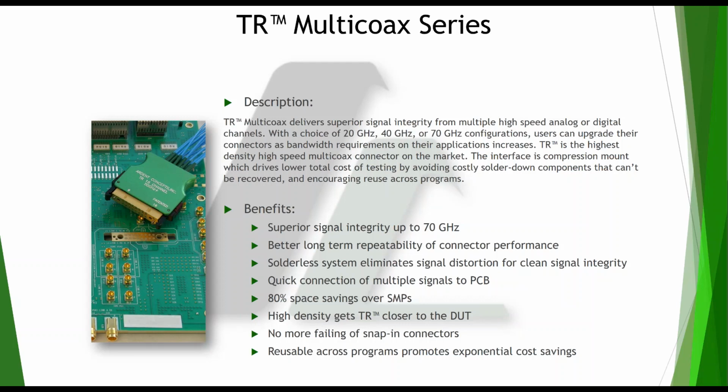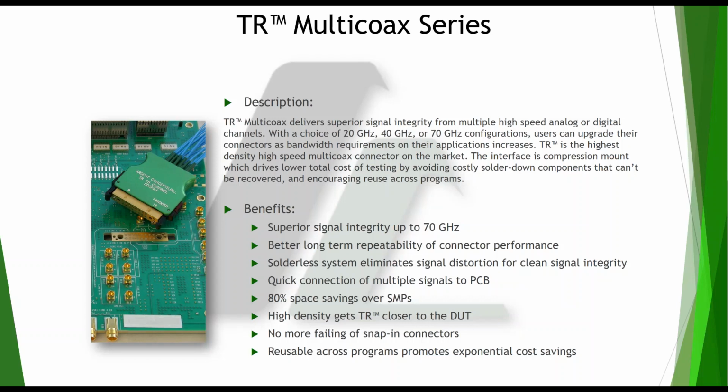Higher density gets TR closer to the device under test. And obviously that's important because it means less length of signal trace out to your individual connectors. In this case, you can have a very short signal trace out to the TR Multicoax connector footprint. There's no more failing of snap-in connectors.